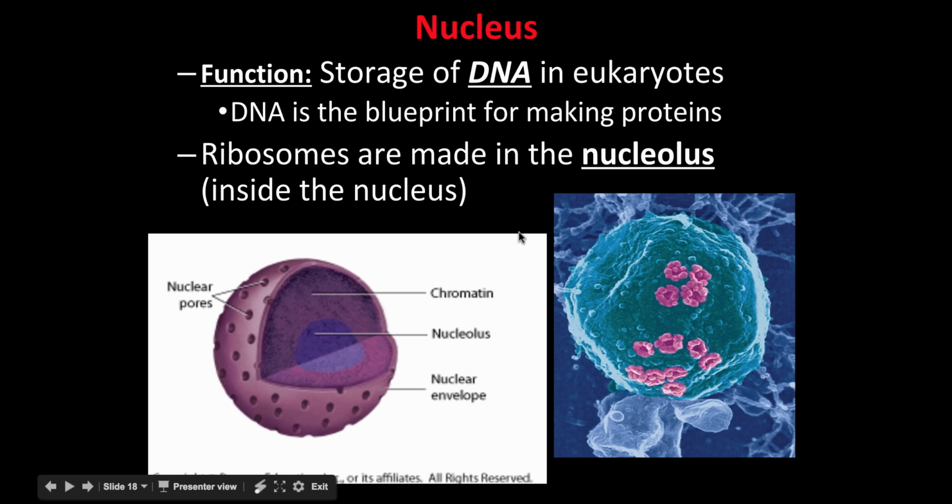The next one, probably the one you hear most often used, is the nucleus. The nucleus, its function is really storage of DNA for the most part. That's what we'll talk about anyway, is that in a eukaryotic cell, the nucleus contains DNA. Remember, prokaryotes don't have a nucleus. Ribosomes are made in the nucleolus, which is inside the nucleus, so there's a tiny little organelle inside of the nucleus that kind of gets its own special function there. So ribosome construction kind of begins there too.